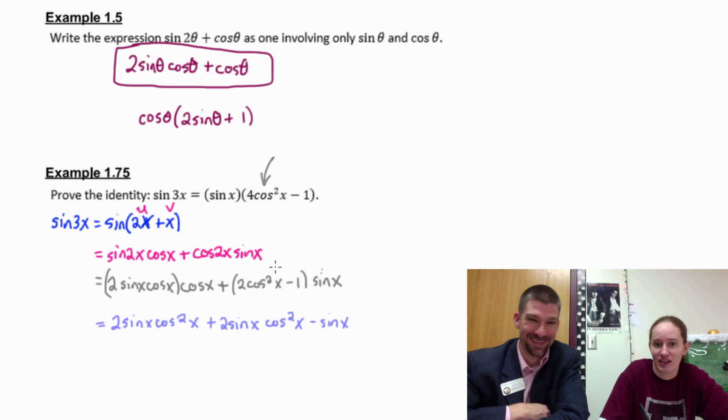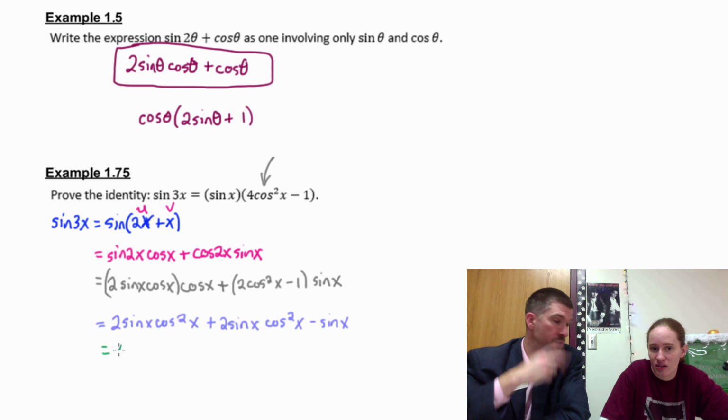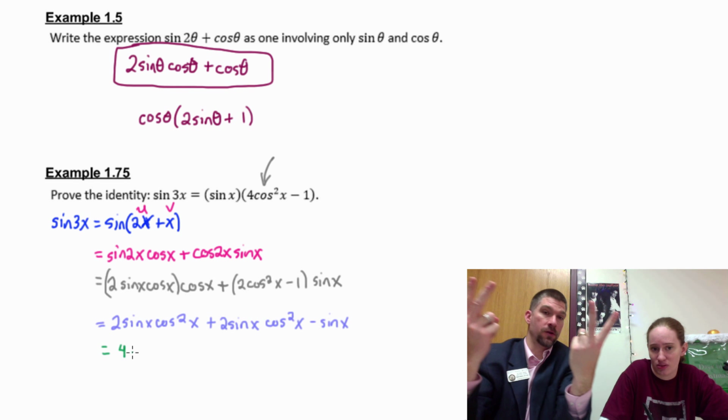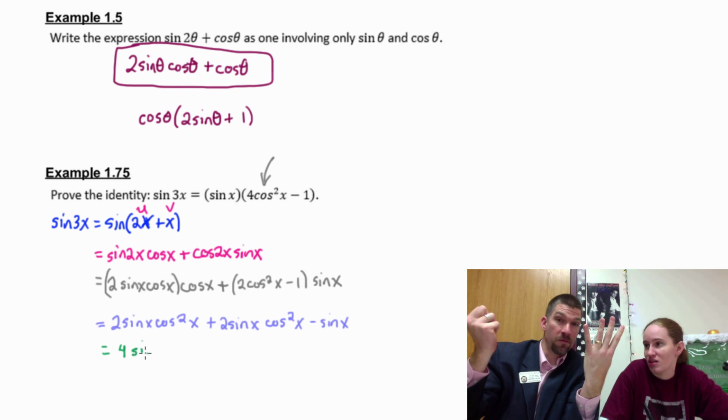So we distributed sine x. Now, notice that everything has a sine x. And also, we have like terms. So in whichever order you personally want to do that, let's go ahead and add these. If I have 2 and another 2, and I put them together, I get 4.